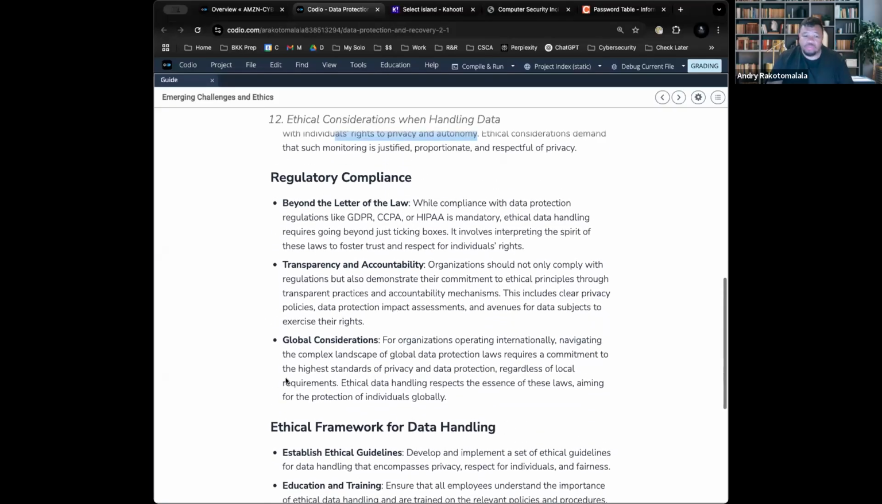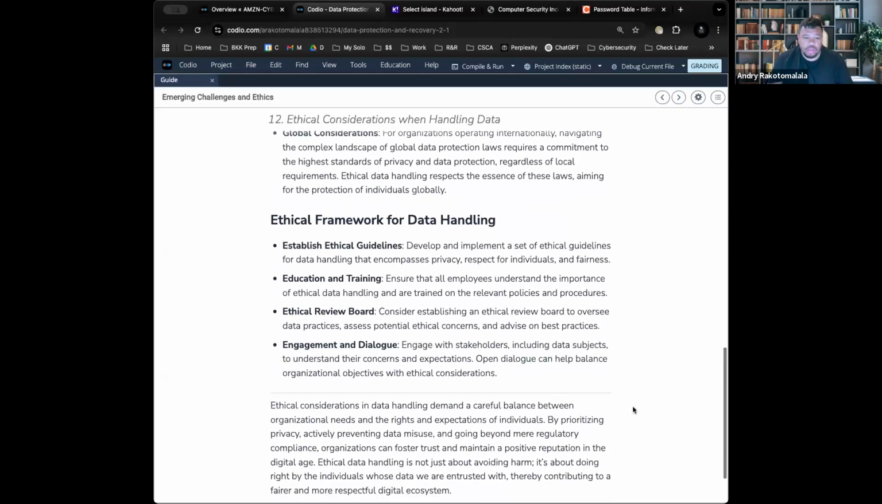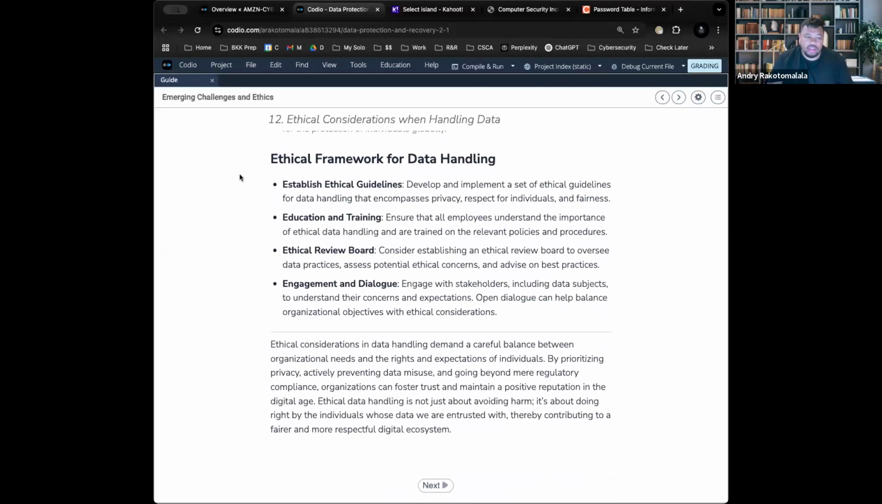And then the last one, regulatory compliance. This just means be compliant with all the laws and regulations that exist out there. The benefit is if you're already compliant, and if you're already certified, good for you. And then data handling. This just means that you have a document or something in place that says, hey, this is how we are protecting and using your data. That's all an ethical framework for handling data is.